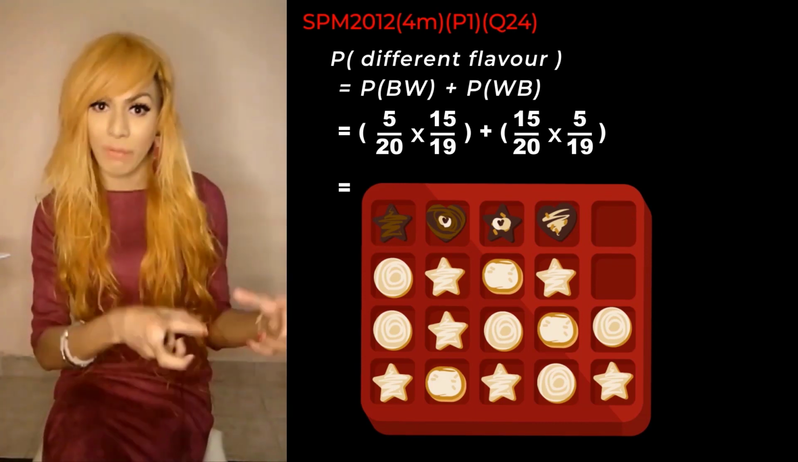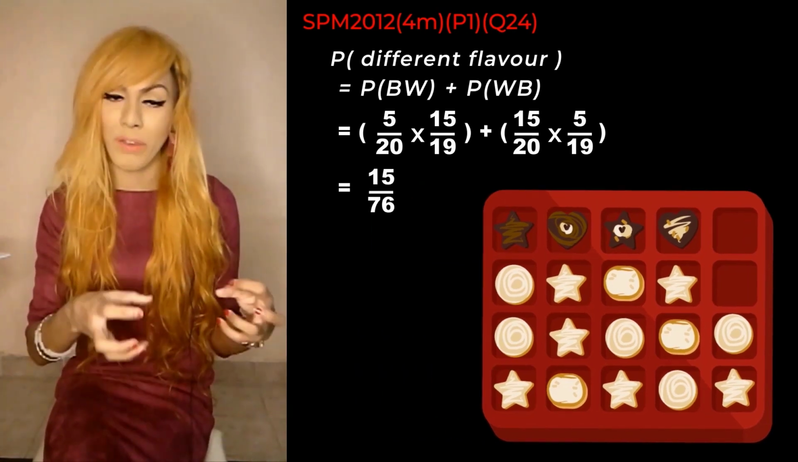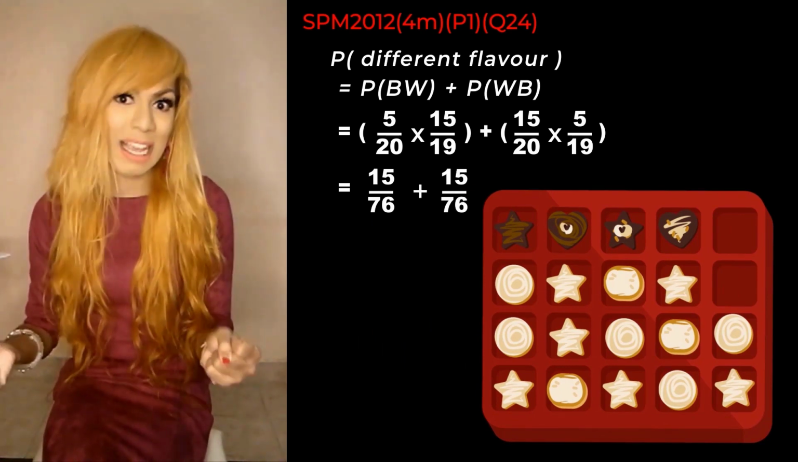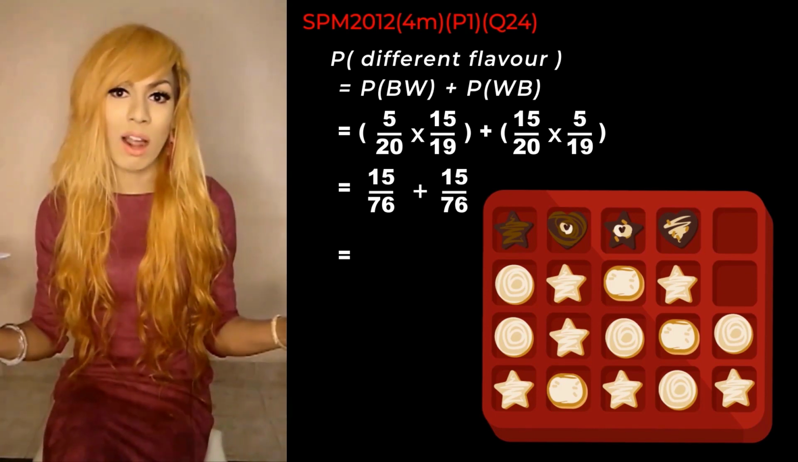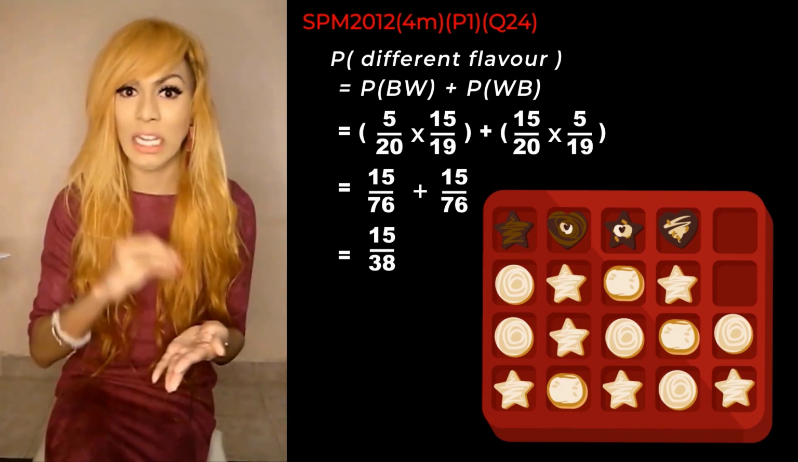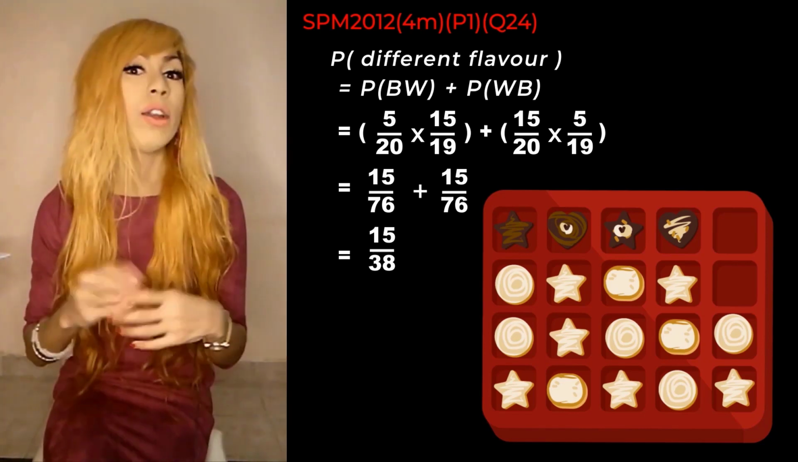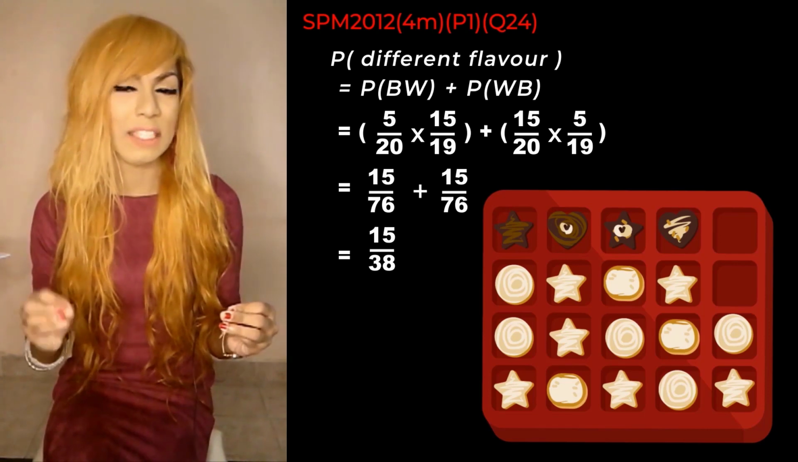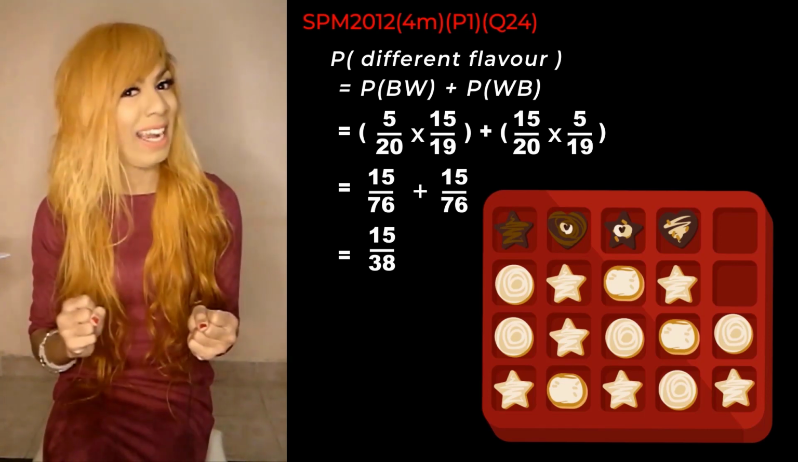So we calculate the first part here. We will get 15 over 76. Same goes for the second part, 15 over 76 as well. And the final answer would be, we add up both of them, and we will have 15 over 38. So the probability to obtain different flavor is 15 over 38.